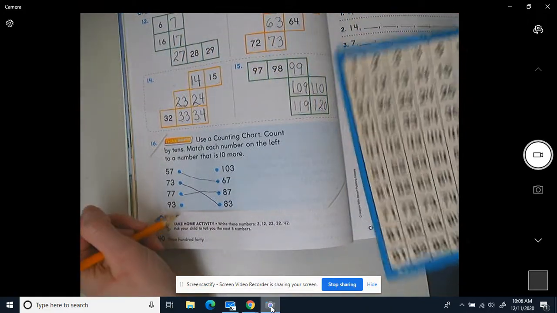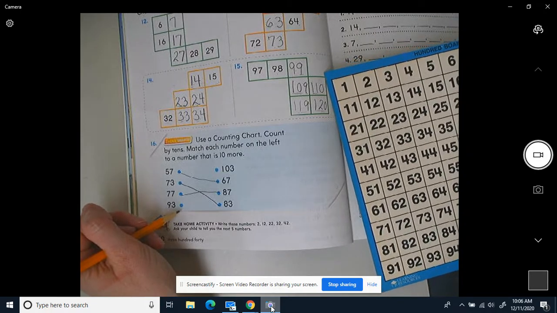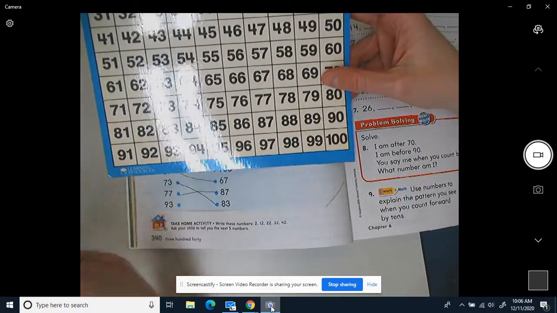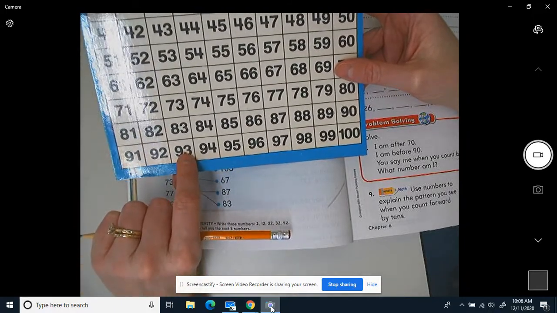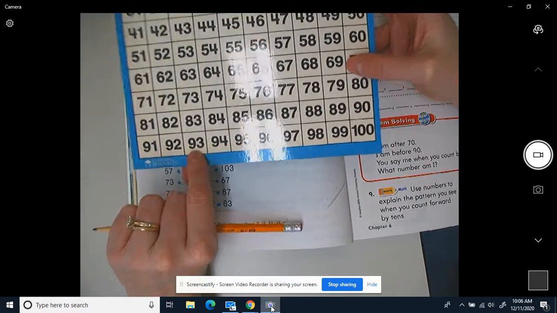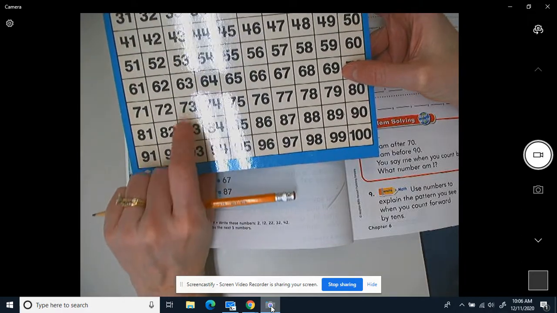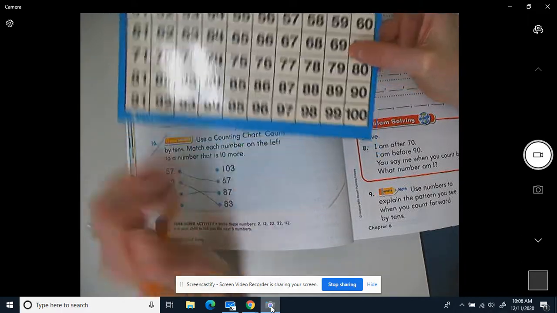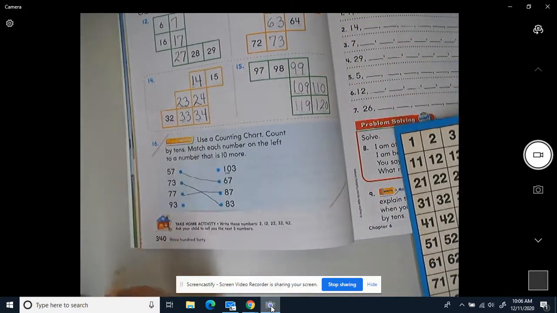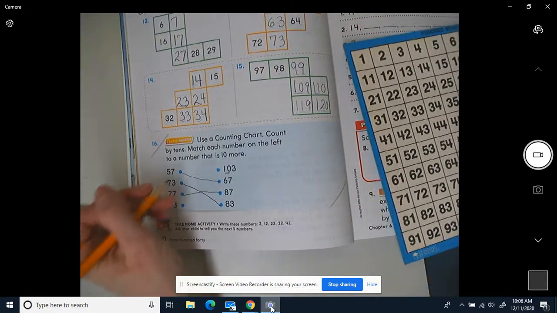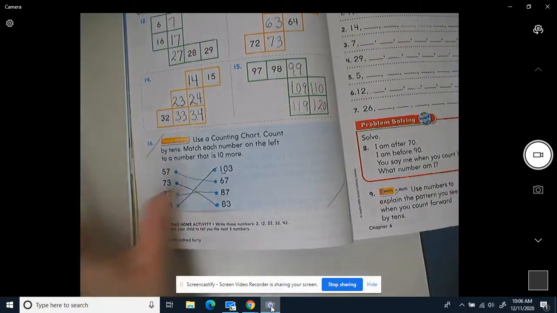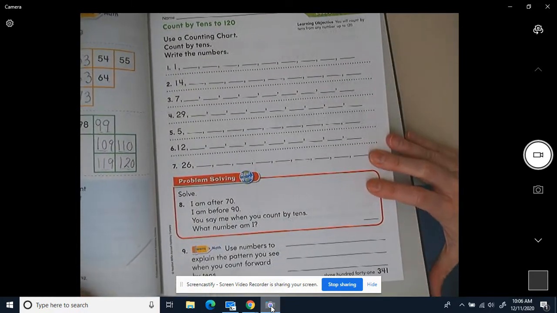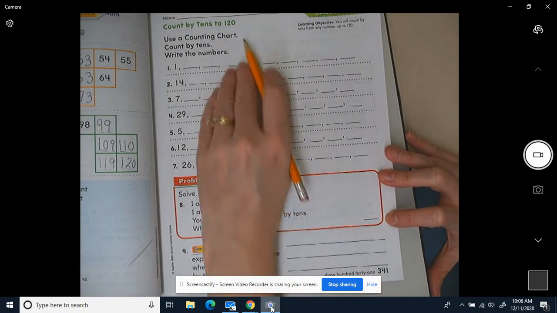And then I know they gave me the answer pretty much for the last one, didn't they? 93 would be 103. Well, this one doesn't go up past 100. So if I have 93 and I want to have another 10, look, 7 tens, 8 tens, 9 tens, 10 tens, which looks like that, which makes 103.